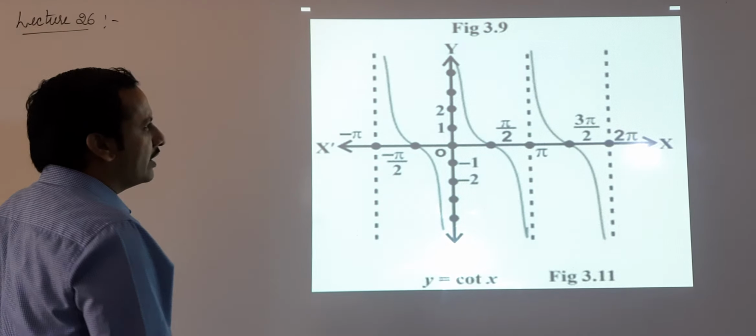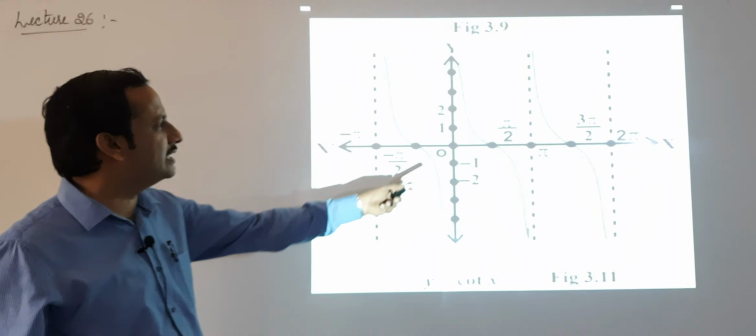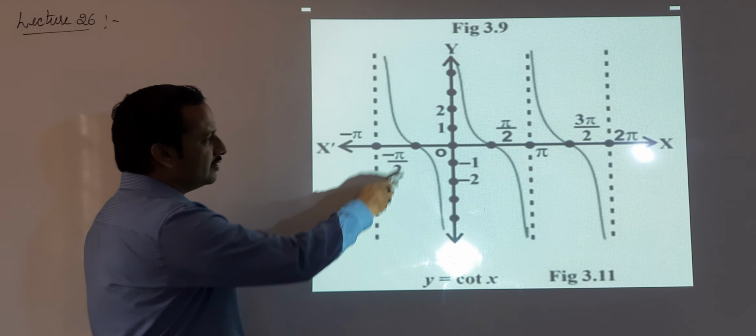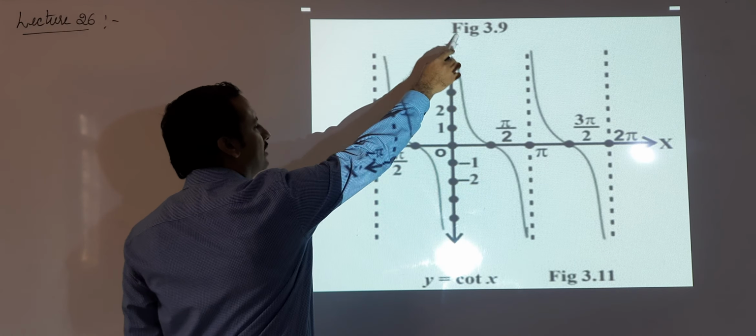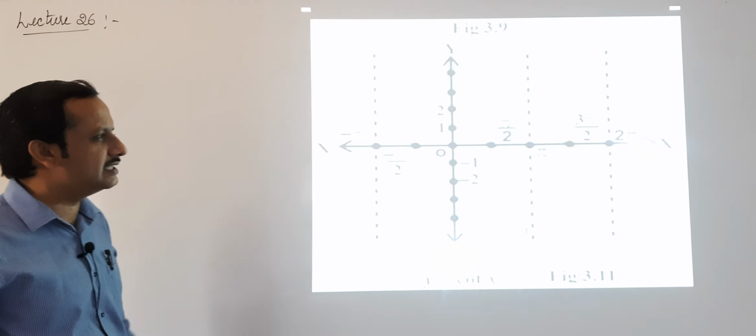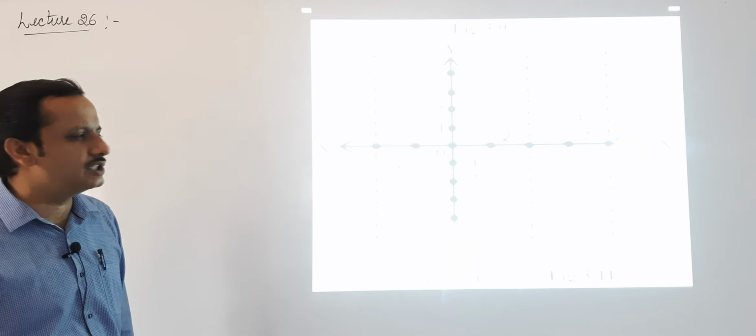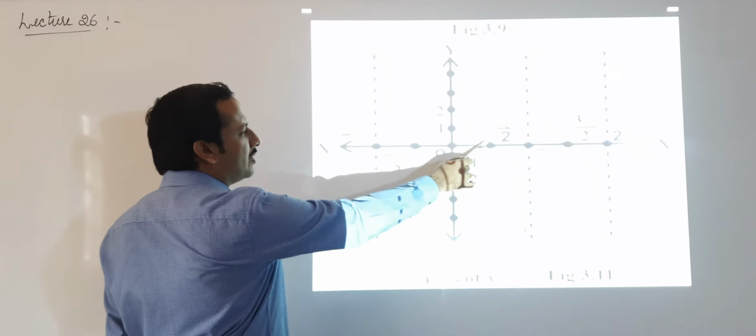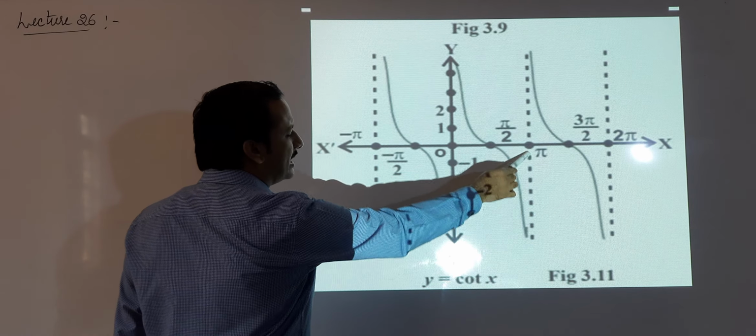Look at the graph of cot x. Cot 0 is not defined. Observe, at 0 the graph goes like this on one side and like this on the other, so there is a break at 0. Cot 0 is not defined. Cot pi by 2 is 0. Again, cot pi is not defined.